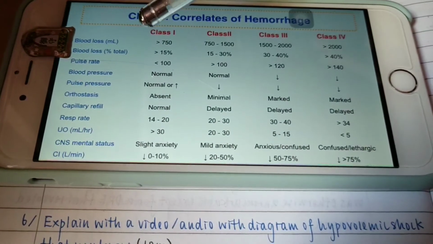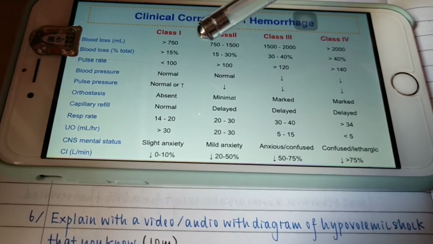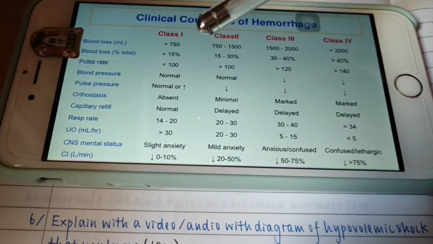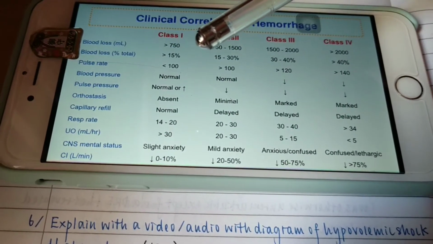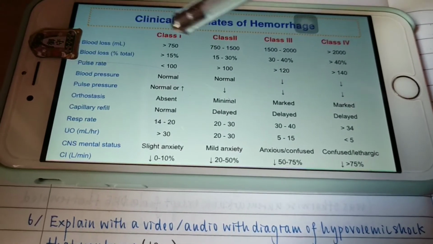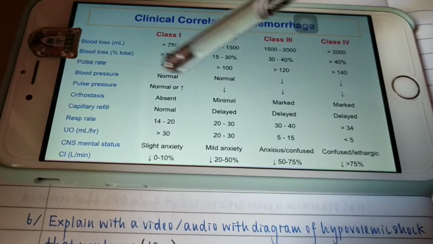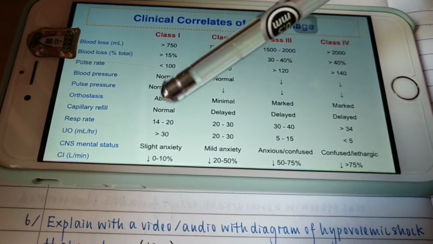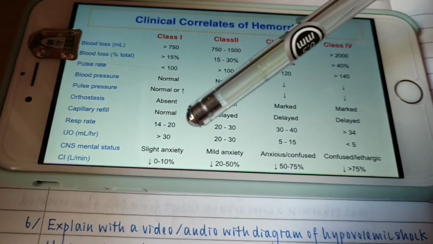Class 1 is defined by blood loss of up to 750 ml in the circulation, and total blood loss is up to 15%. The pulse rate is less than 100, it is still normal, and blood pressure is still normal, and capillary refill time is normal, and the respiratory rate is still normal.